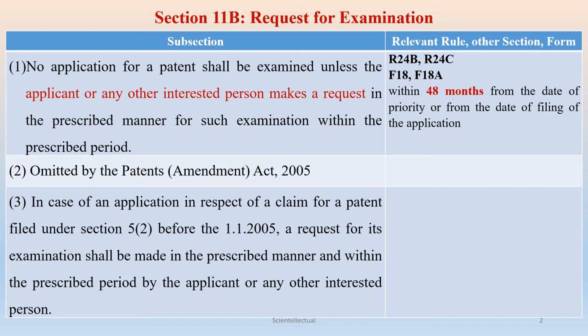Subsection 3. In case of any patent application that is filed under Section 5(2) and before 1st January 2005, in this case also request for examination has to be made in prescribed manner, that is Form 18, and within prescribed period, that is within 48 months from the date of priority or date of filing of the application, and that request should be done by the applicant or any other interested person regarding that application.